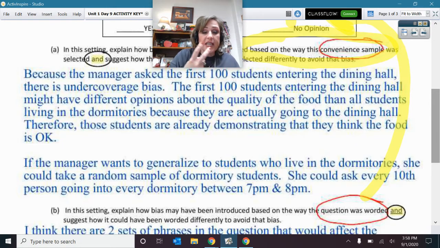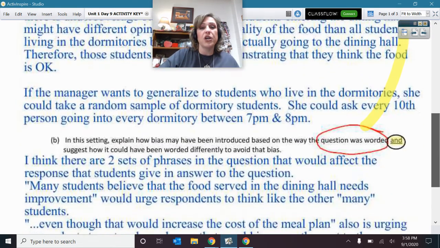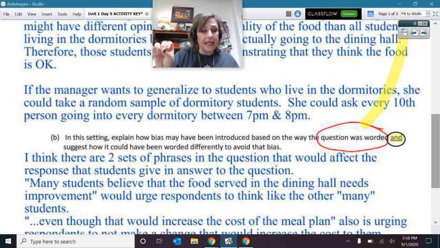All right. She could take a random sample of dormitory students. She could ask every 10th person going into every dormitory, so kind of stratified by dorm and then systematic from there, between the hours of 7 and 8 p.m. Okay. So they're not real picky on what you actually did, but you had to explain how you were going to do it, and it has to give a representative sample of dorm students.